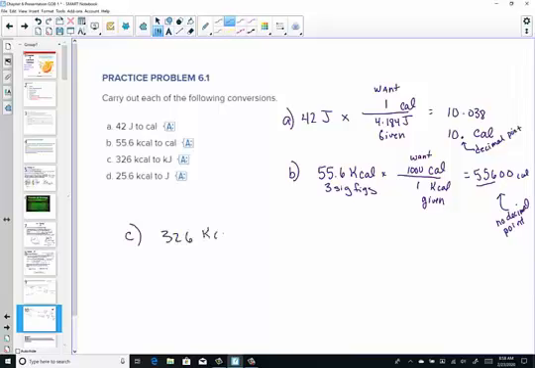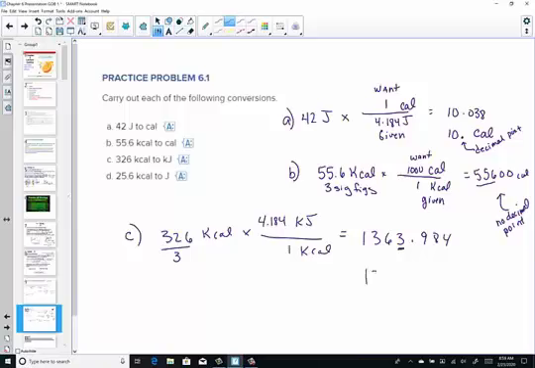326 kcals to kilojoules. So here I want my kilojoule and I need to cancel the kcals. 4.184 is our conversion between the land of kilocalories to kilojoules. So 326 times 4.184, and we get a value that says 1363.984. We need 3 sig figs. So this fourth number here is looked at, and it is not high enough to round. So 1360, that's 3 sig figs with no decimal, kilojoules.